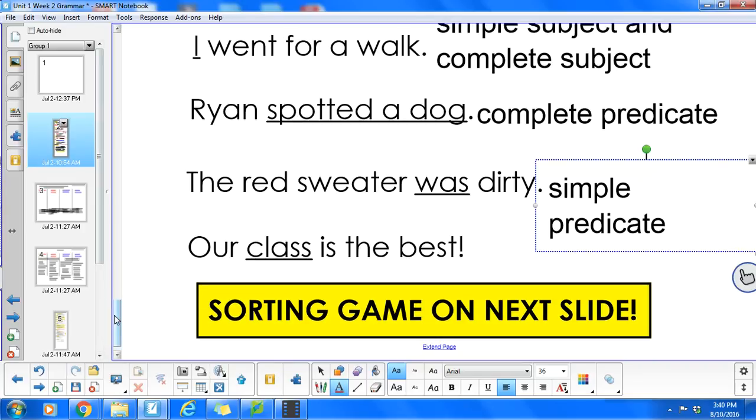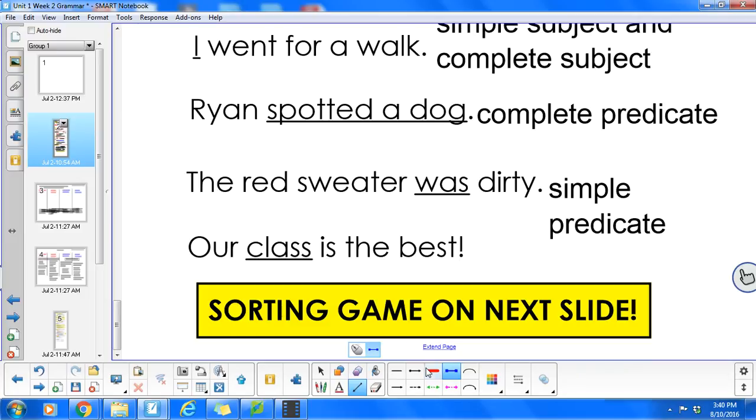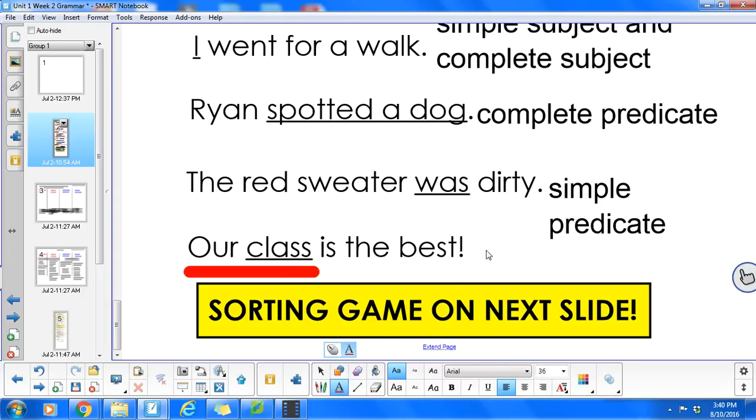And we have our class is the best. Well, our class would be the whole subject. And do you see how it's not all underlined? Just class is underlined. So that is a simple subject.